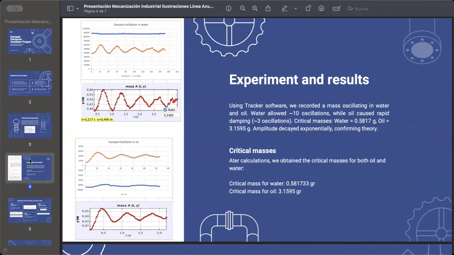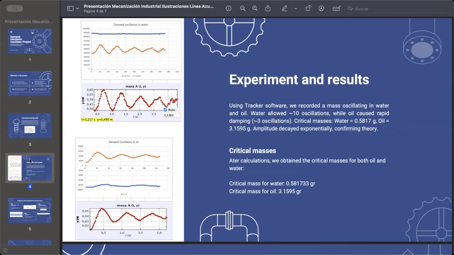Experiment and results. The experiment employed a mass spring system submerged into fluid media, water and oil, to create contrasting damping environments. Using tracking software, we precisely measured the amplitude decay over time for approximately 10 oscillations in water and just 3 oscillations in oil. This quantitative data confirmed the theoretical expectation that higher viscosity fluids induce greater energy dissipation.